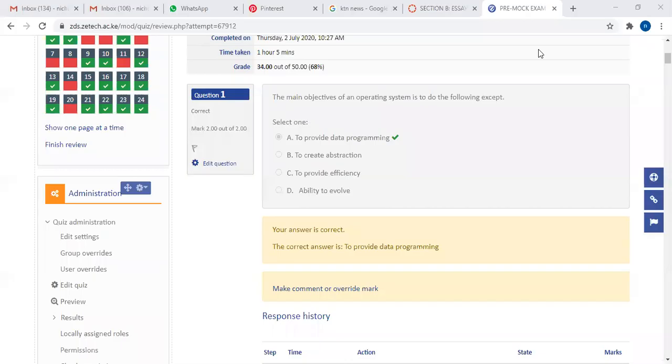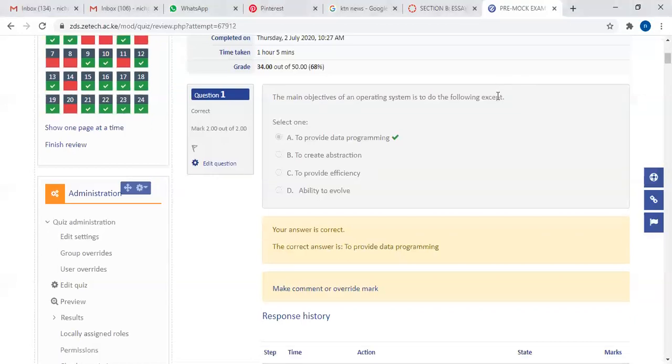System, it has to make sure that there is abstraction. It must make sure that there is efficiency. It means that everything that is working with it is able to work with it within the line of duty. Maybe ability to evolve. So when you look at ability to evolve, we can keep on changing, maybe improving the operating system, maybe adding other features within the operating system. And that is why up to now, we still add features in our operating system.